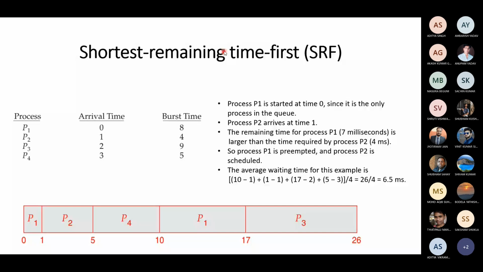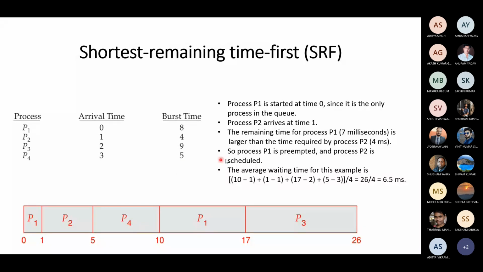So P2 will be scheduled, then P1 will still wait because P4 has a lesser burst time, then P4 will be placed. Then after that P1, after that P2, P3, based on the burst time analysis.